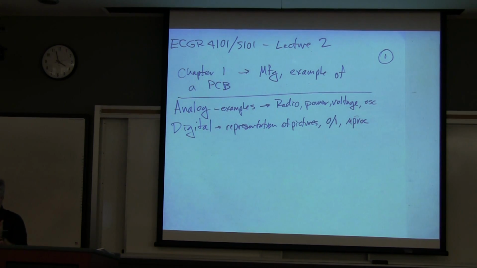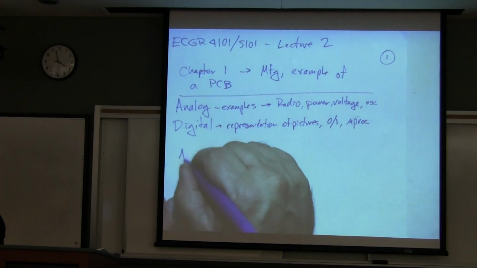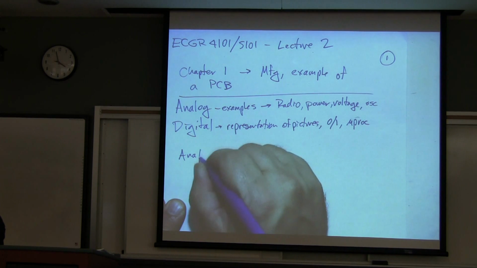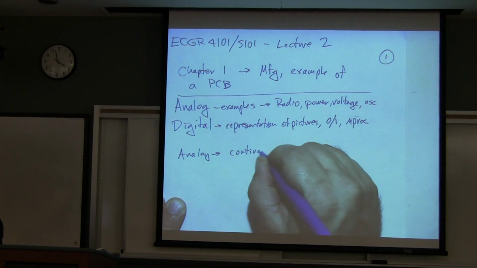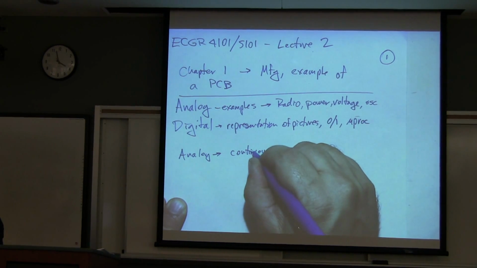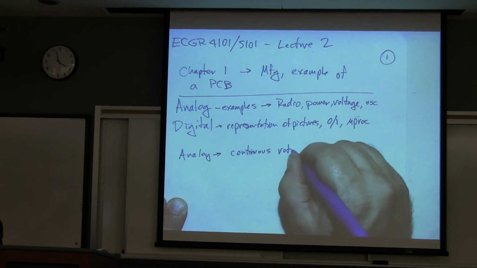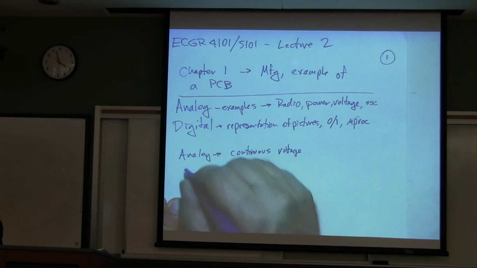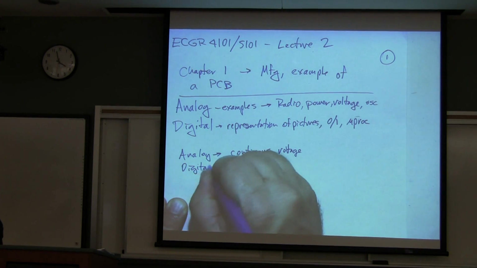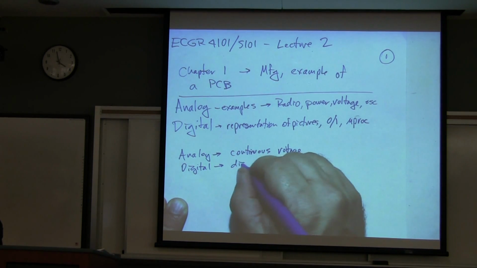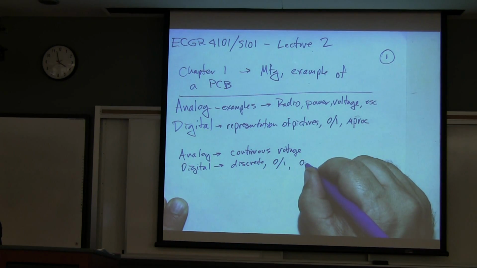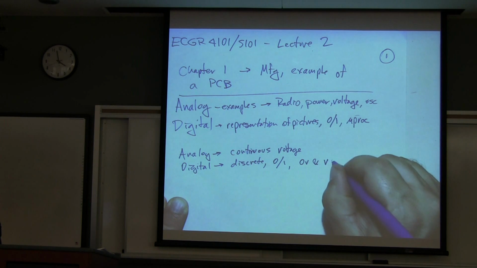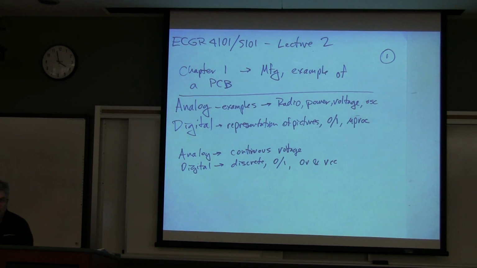So simply think about this. This comes all to the root of electrical and computer engineering. Analog means continuous voltage. And digital means discrete: 0, 1, 0 volts and VCC. So think of the entire world now.